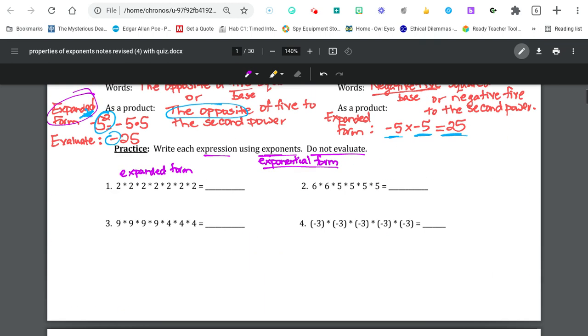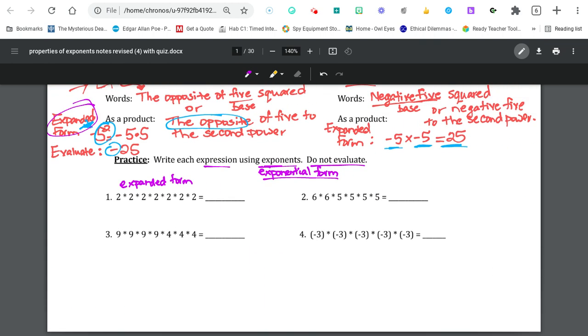So just working backwards. Okay, so we just need to put our base first. So our base here is 2, and our exponent will be the number of times we're multiplying it. 1, 2, 3, 4, 5, 6, 7. 2 to the 7th power.